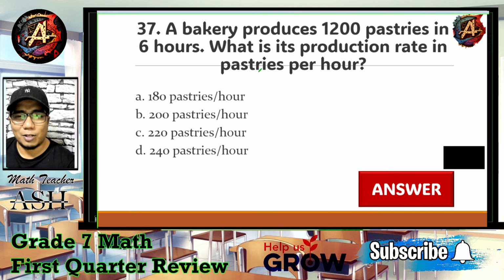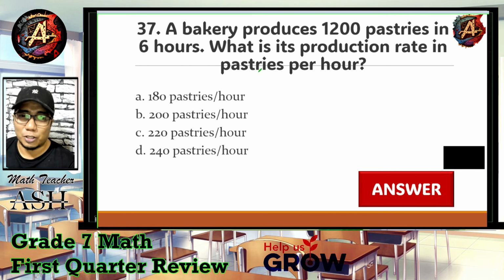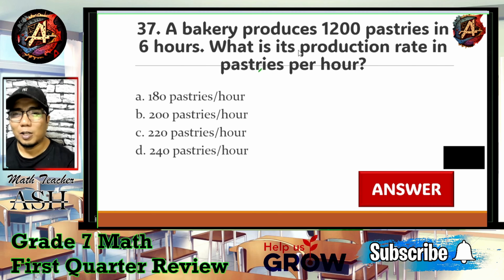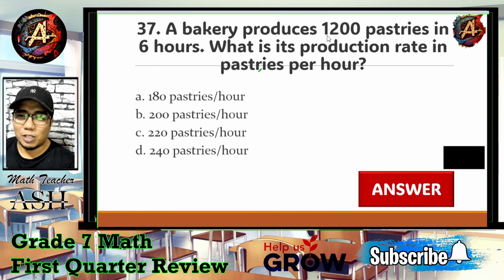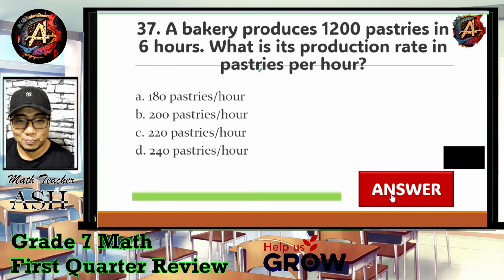Okay, my dear math learners, this question is just the same as question 36 rather. So what you will do is you just divide 1,200 by 6. And if that's the case, that would be 200, letter B.